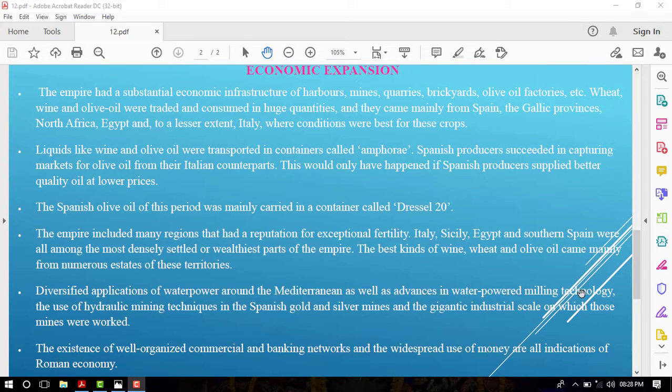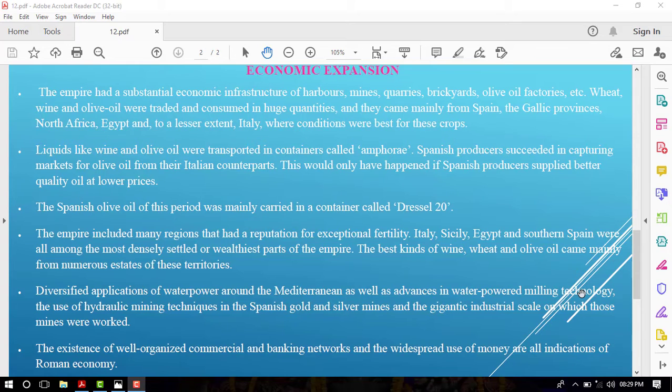As you can see, the Roman Empire had a substantial economic infrastructure of harbours, mines, quarries, brickyards, olive oil factories, etc. Wheat, wine and olive oil were traded and consumed in huge quantities, and they came from Spain, Gallic provinces, North Africa and Egypt. Wine and olive oil were transported in containers called amphorae. Spanish olive oil had a huge demand and was carried in a container called Dressel 20.